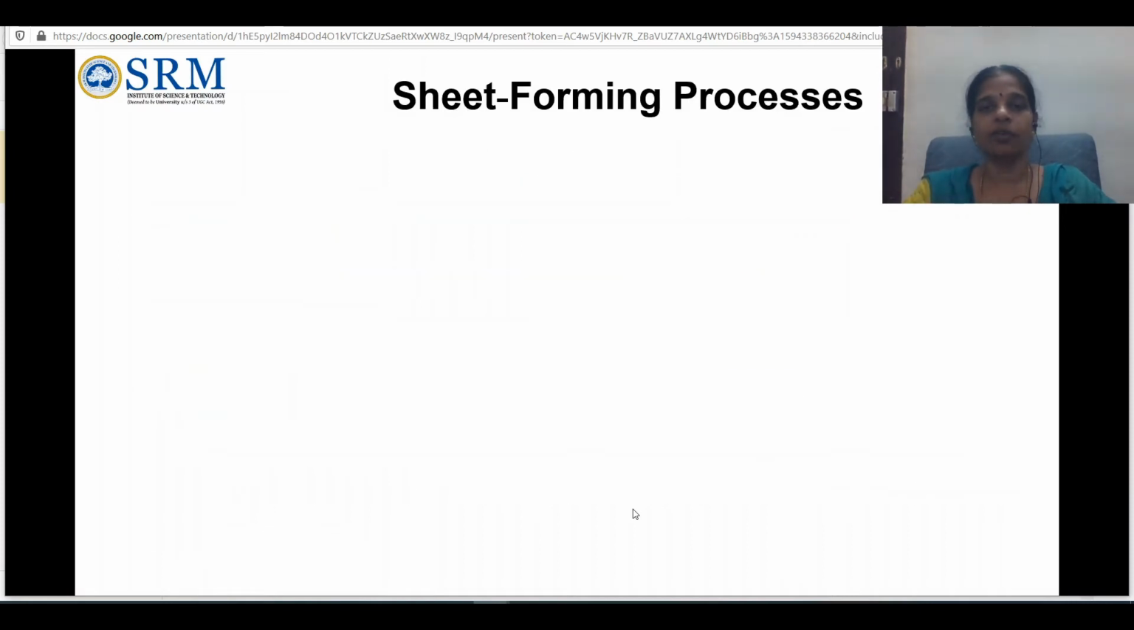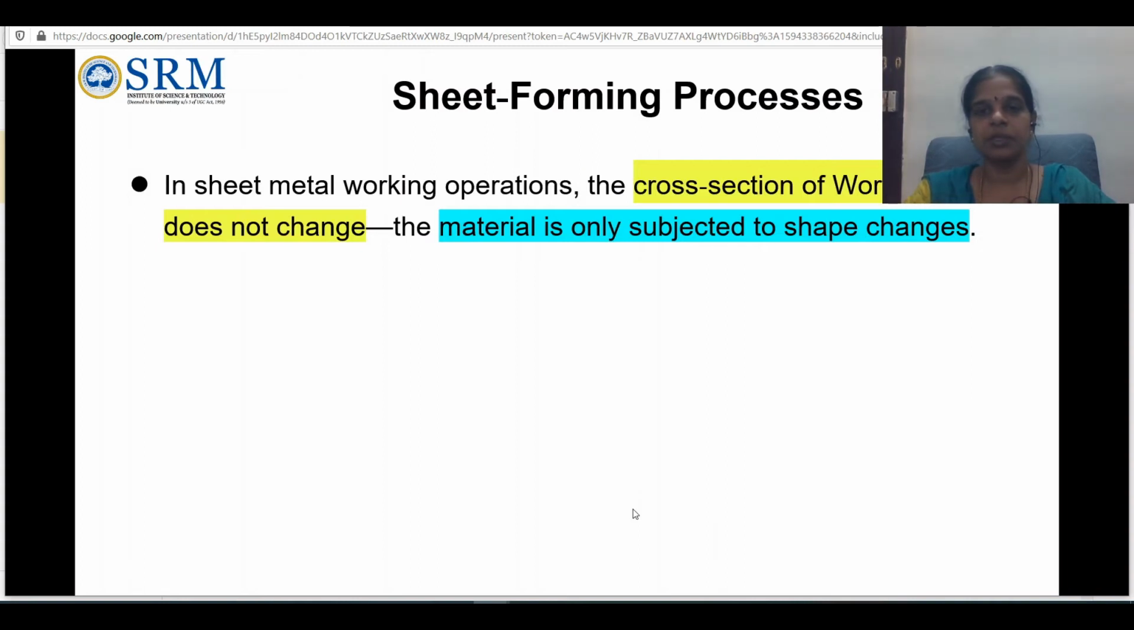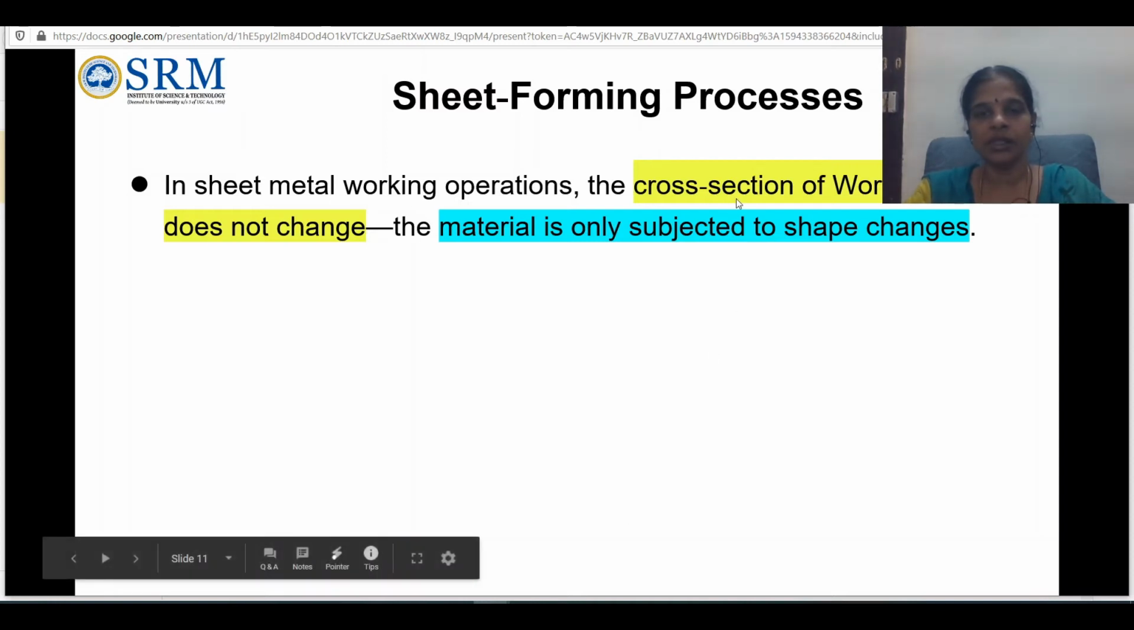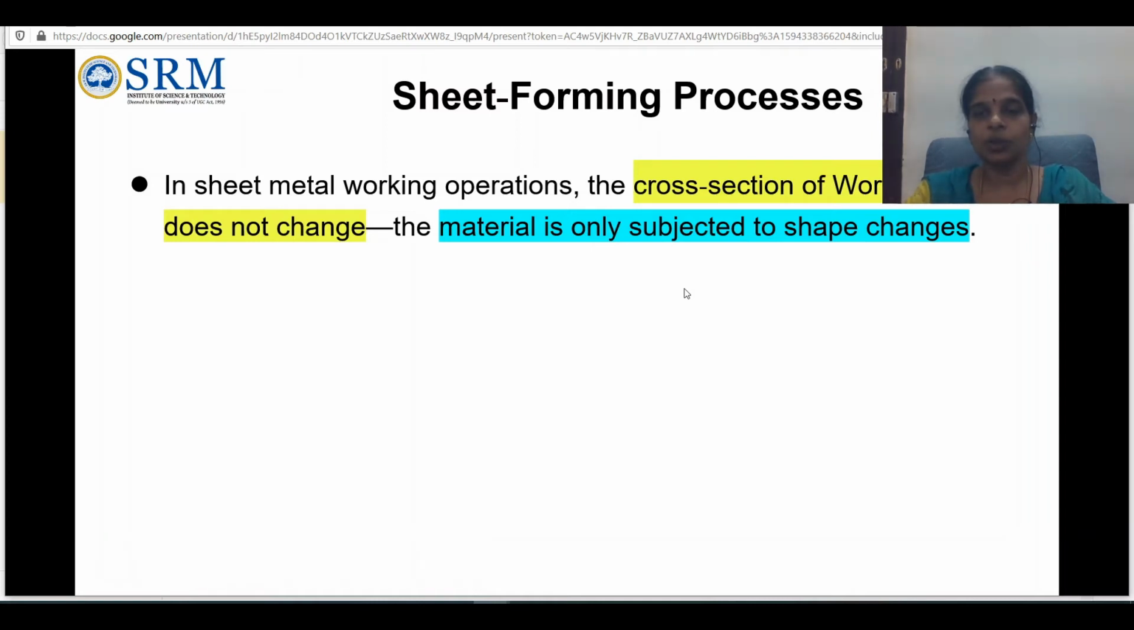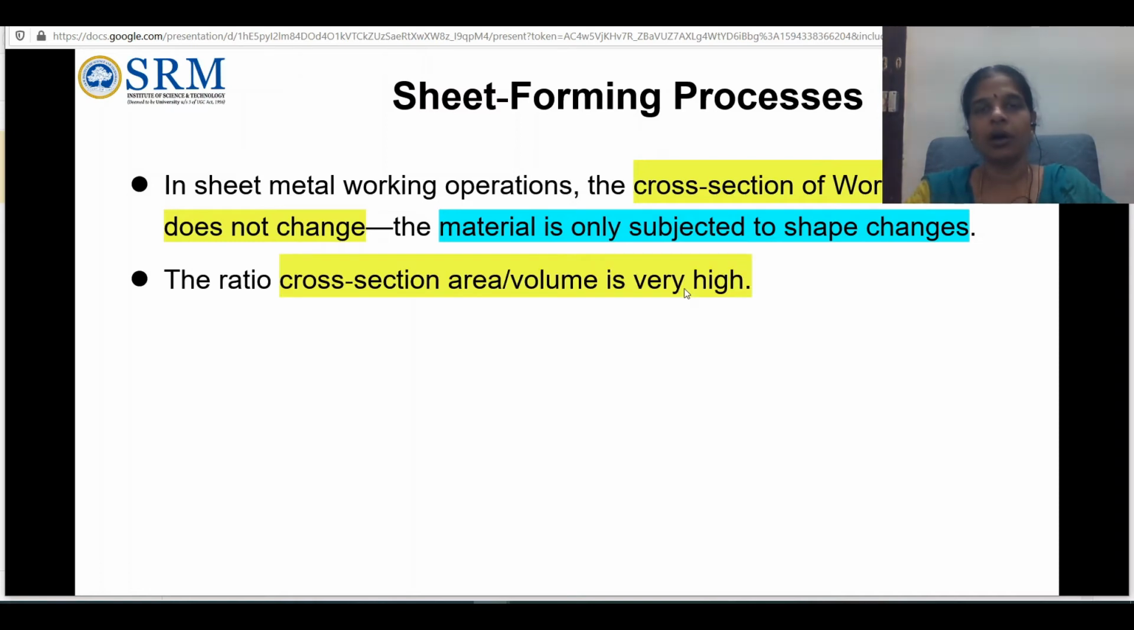So sheet metal forming is something different from the bulk deformation process, because already we are having a sheet. We are not going to elongate the length of the sheet. We are not changing the cross section of the workpiece, whereas we are just expecting the sheet metal to change its shape. For example, the automobile car body, or some blanking or embossing, where the thickness of the workpiece is not changed, whereas the shape is changing. So here the cross section area to volume ratio is very high.